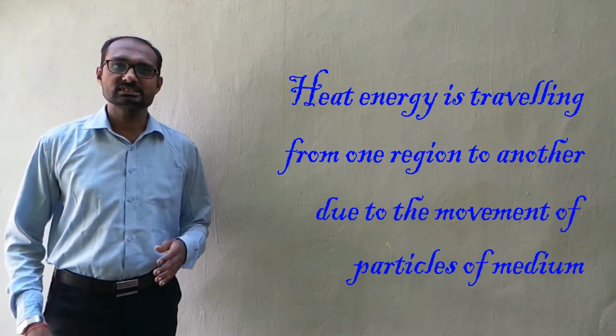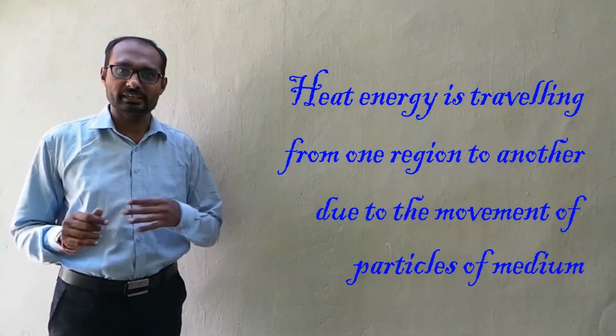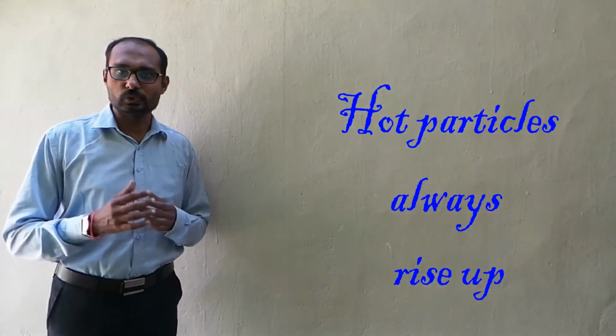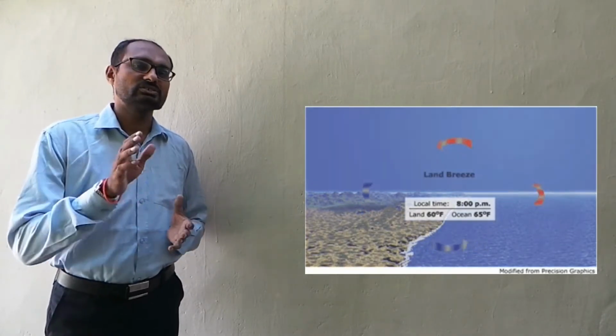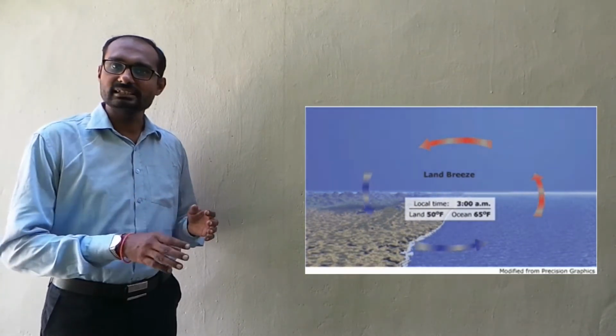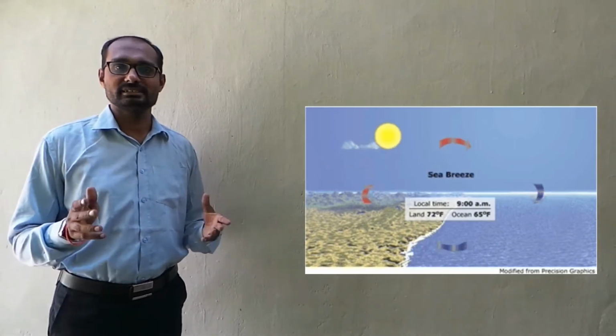After that, we learned about convection. In convection, heat energy travels from one place to another with the movement of particles. The hot particles travel from one place to another, and thereby the heat energy also travels. We learned that hot particles always rise up, and in due course we learned what land breeze and sea breeze are. We also understood that because of land breeze and sea breeze, we have a moderate temperature. It is not too hot or too cold.